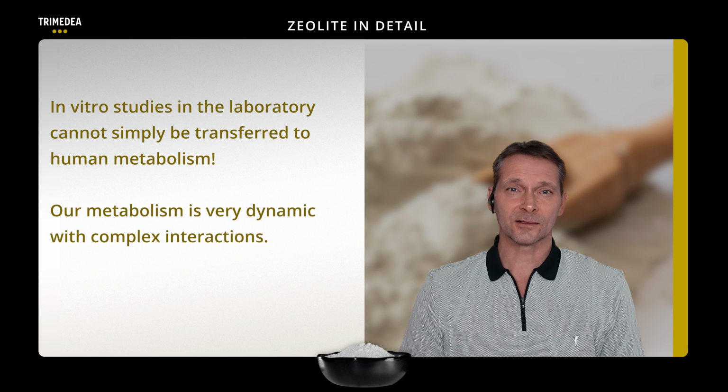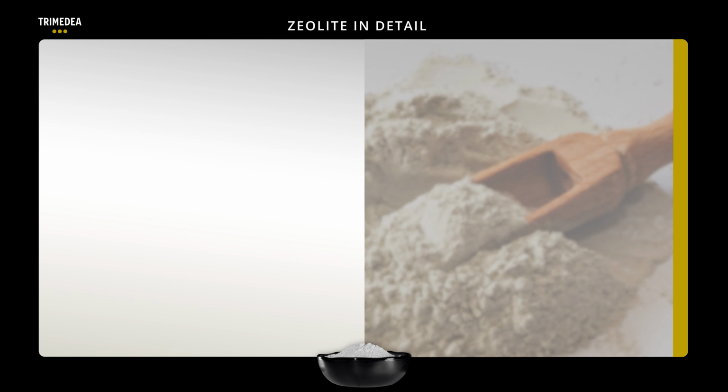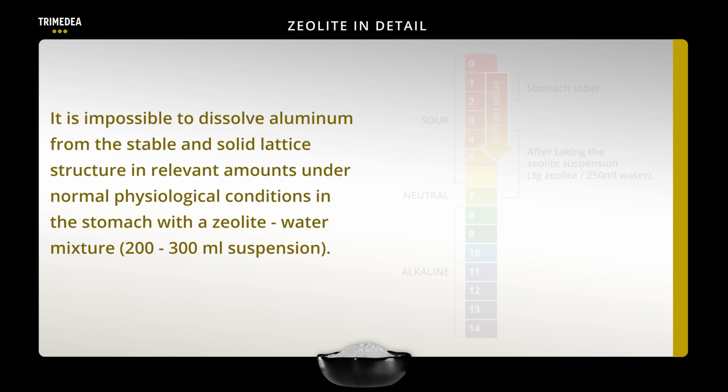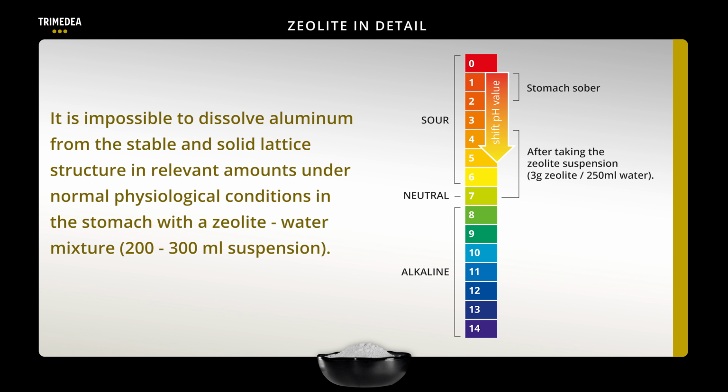Even if we have a pH value of 1.0 or 1.5 in the morning, and we drink water, which has a pH value of about 7, then the pH value in the stomach immediately increases towards 4 to 6.5, and a zeolite suspension automatically increases the pH value in the stomach towards 4 to 6.5, so that aluminum cannot be released at all in this concentration, because it is still only a slightly acidic solution. It is impossible under normal physiological conditions to dissolve aluminum from the stable and solid lattice structure in relevant quantities in the stomach with 200 to 300 milliliters of a zeolite water mixture.